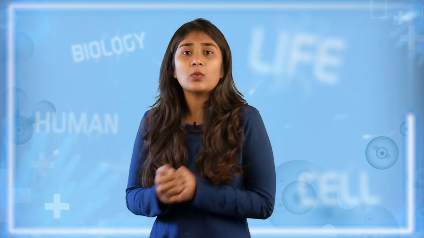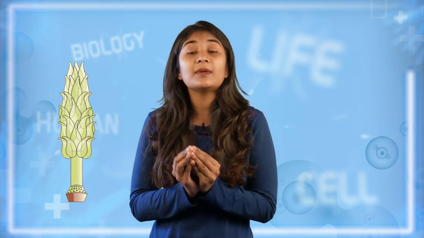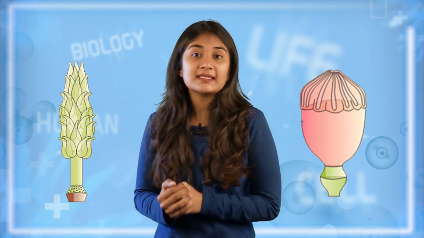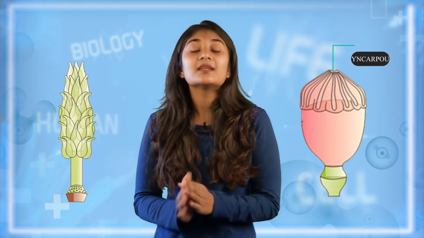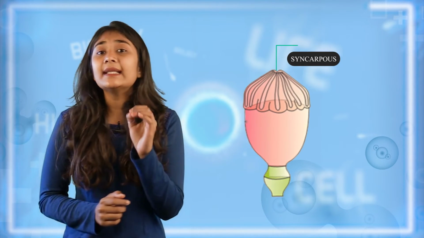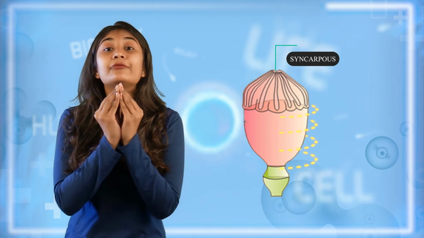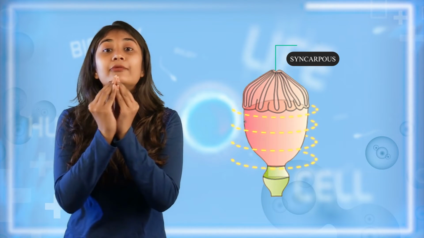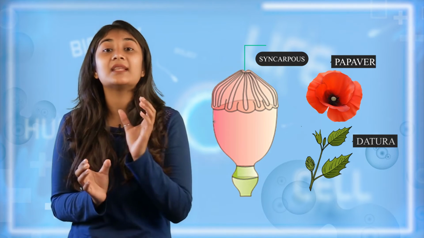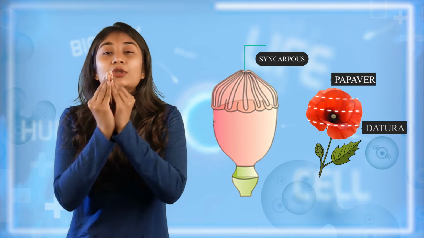Now, you might wonder, when there are so many pistils, in some plants they can either be free or in some plants they can be fused. Now, based on this, there are two types, that is your syncarpous and your apocarpous flowers. When I say the word syncarpous, what it means is that the carpels are fused together. All of them are fused together. You can see this in plants like papaver and datura. What happens is they are very close and all of them are together.